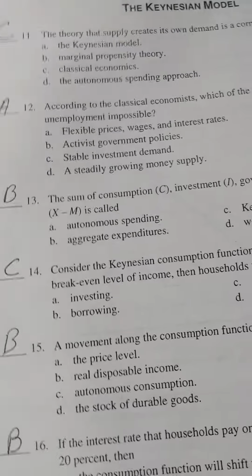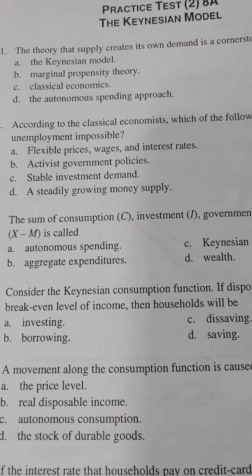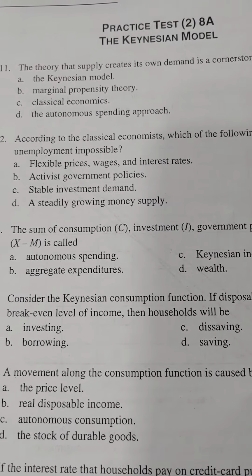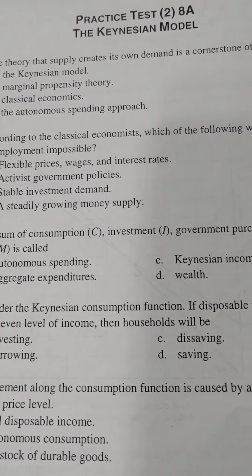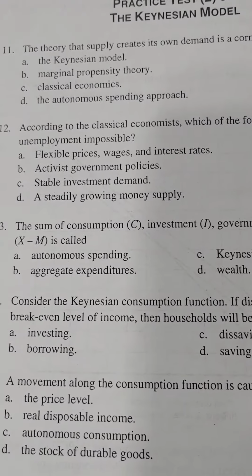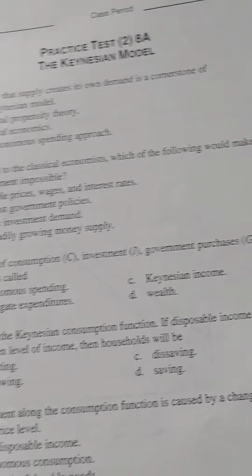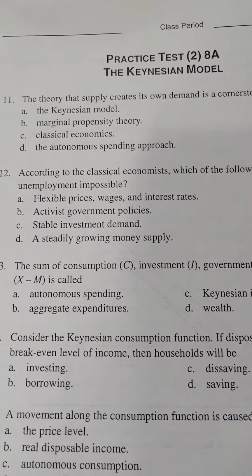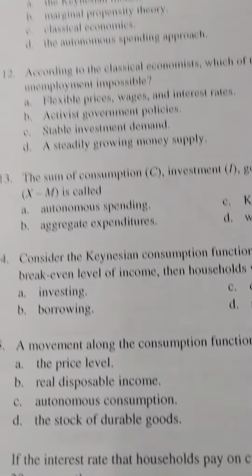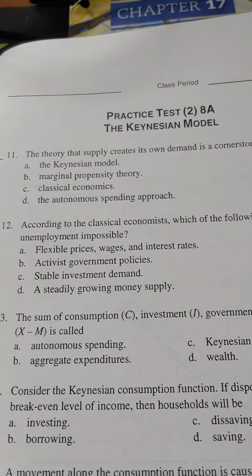This front side here you can certainly do on your own, but the theory that supply creates its own demand is a cornerstone of, and that would be C, classical economists. And according to classical economists, which of the following would make prolonged unemployment impossible?